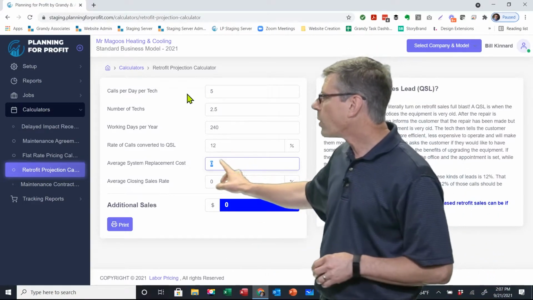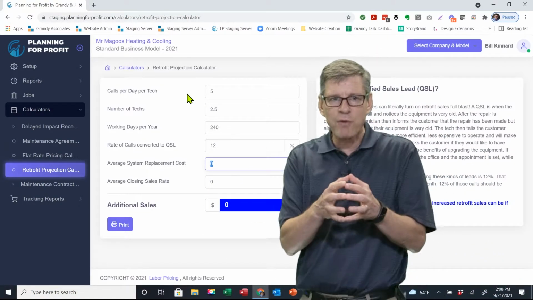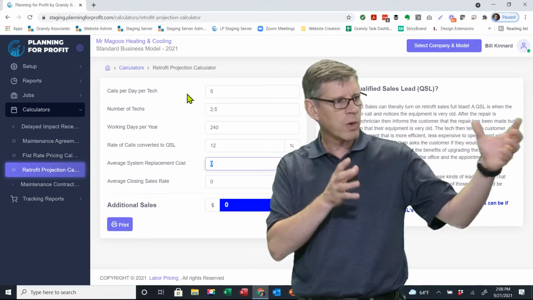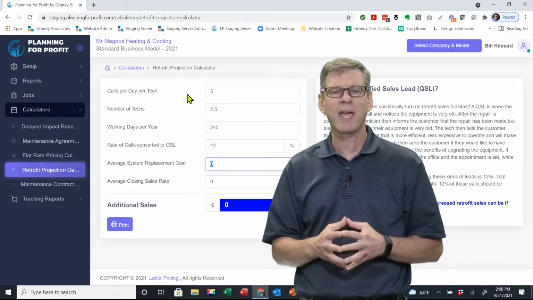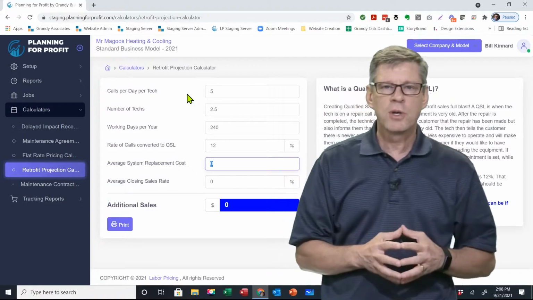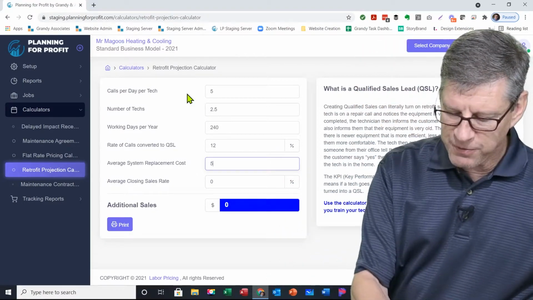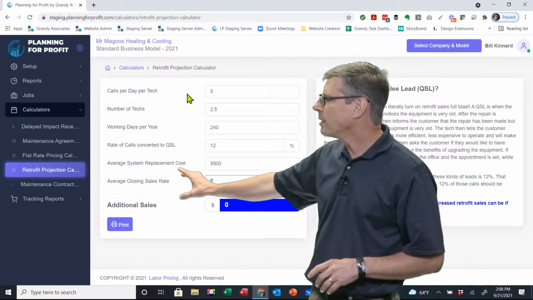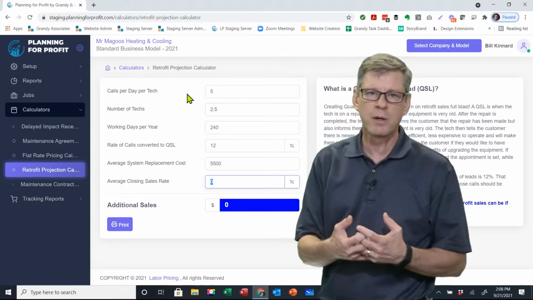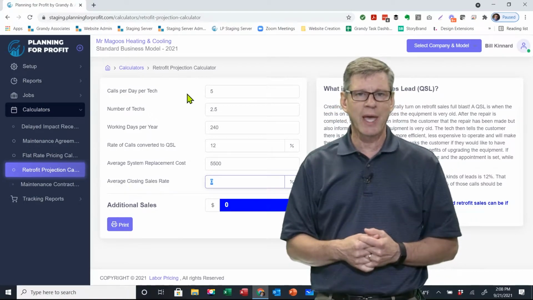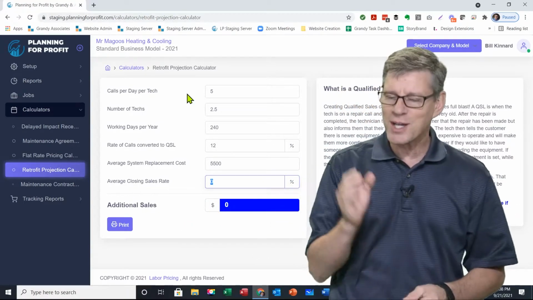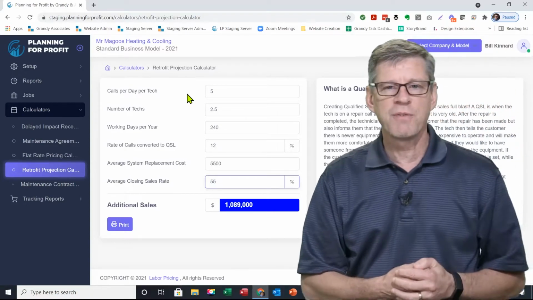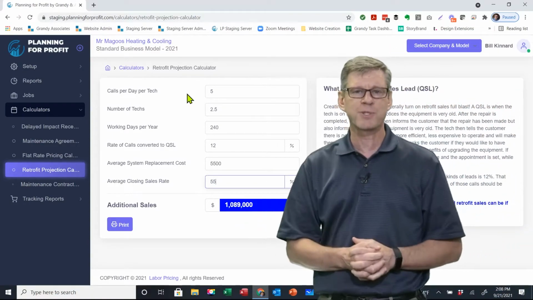Next question. What is your average system replacement cost? So your average sale, what is it? If you're HVAC, what's the average HVAC sale? If you're plumbing, whether it's a repipe or whatever the case is, what's your average sale? So in our case, it's $5,500. Next question, and the last one, what's your average closing rate? So once you actually quote the customer, what percentage of those jobs do you actually get? Well, in my case, I'm running just a little bit ahead of halfway, so my closing ratio is 55%. Once I quote the job, 55% of the time I can get it.